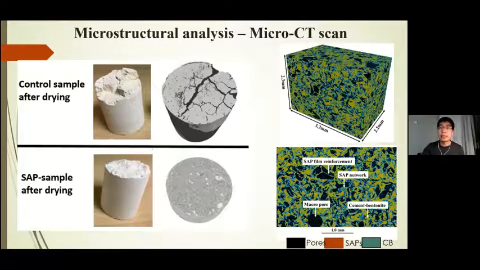So we extracted the 3D network formed by the SAP. On the right figure, the blue layers are the SAPs. You can see the SAP film can act as a reinforcement in the cementitious matrix, and also micropores are produced because of the release of the absorbed water of the SAPs. So these 2 things contribute to the self-immune ability against the wet-dry cycles.